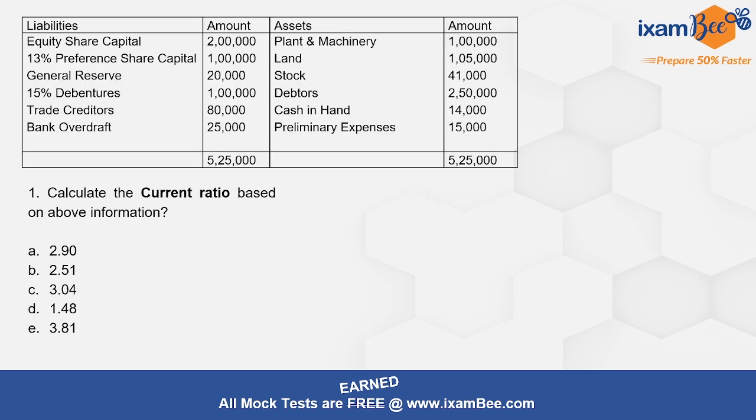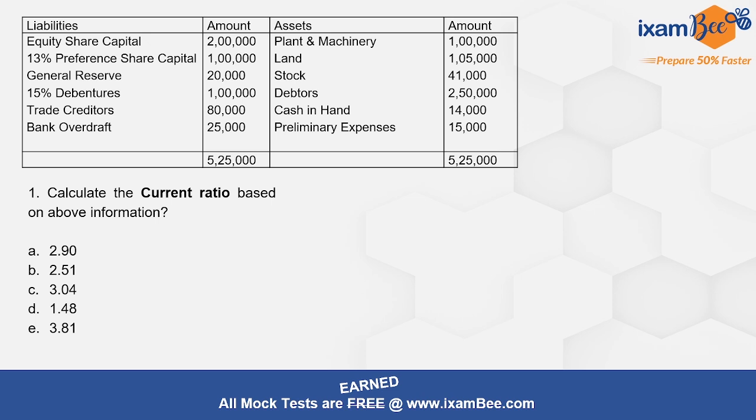In this question, we are given a balance sheet. We can see different kind of item in the asset side as well as liability side. In the asset side, we have plant and machinery, land, stock, debtors. Plant and machinery and land are fixed assets. Stock, debtors and cash are short-term assets. In the liability sides, we have both the capitals, equity share capital and preference share capital, general reserve, 15% debenture, which is a long-term liability, creditors and bank OD, which are a short-term liability. We need to calculate the current ratio based on the above information.